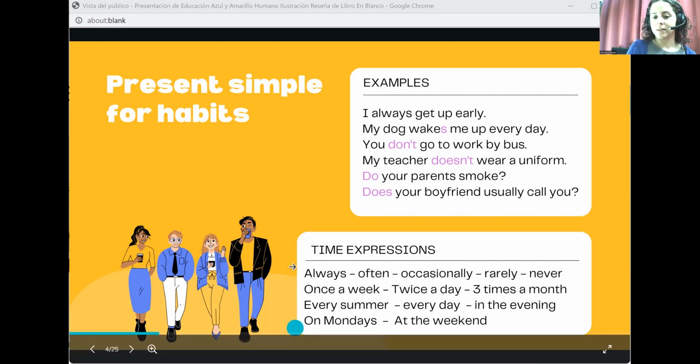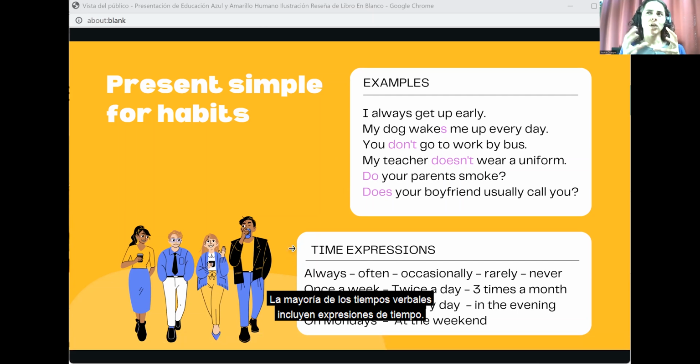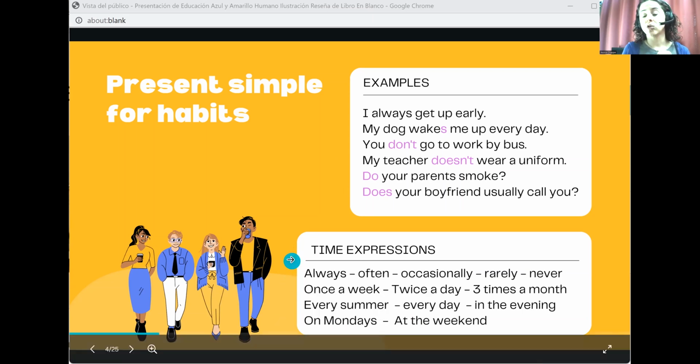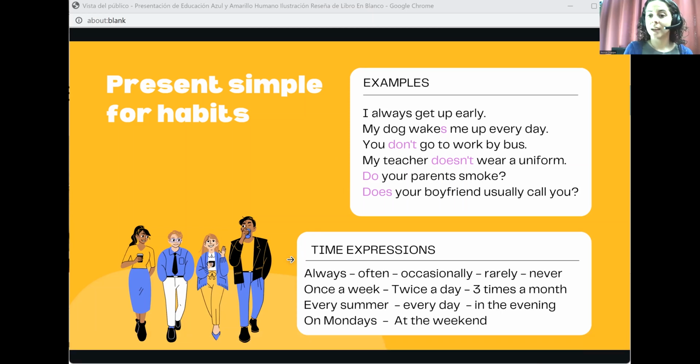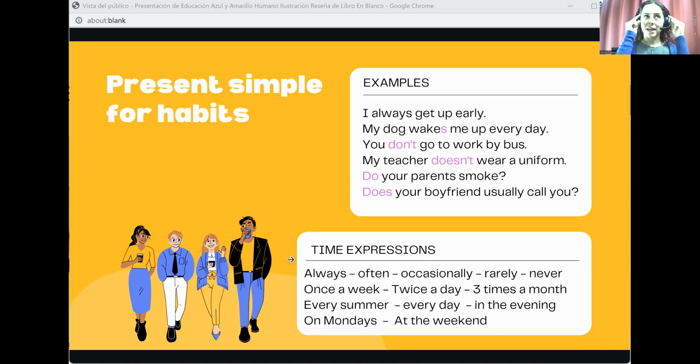Very important things. Most verbal tenses are followed by or include specific time expressions. These are the time expressions we usually, very usually use with present simple. This is another tip that I will give you in a moment. Learn the verb tenses with the expressions. Cuando en mi cabeza piense en always, voy a usar estas estructuras que aprendí para present simple.